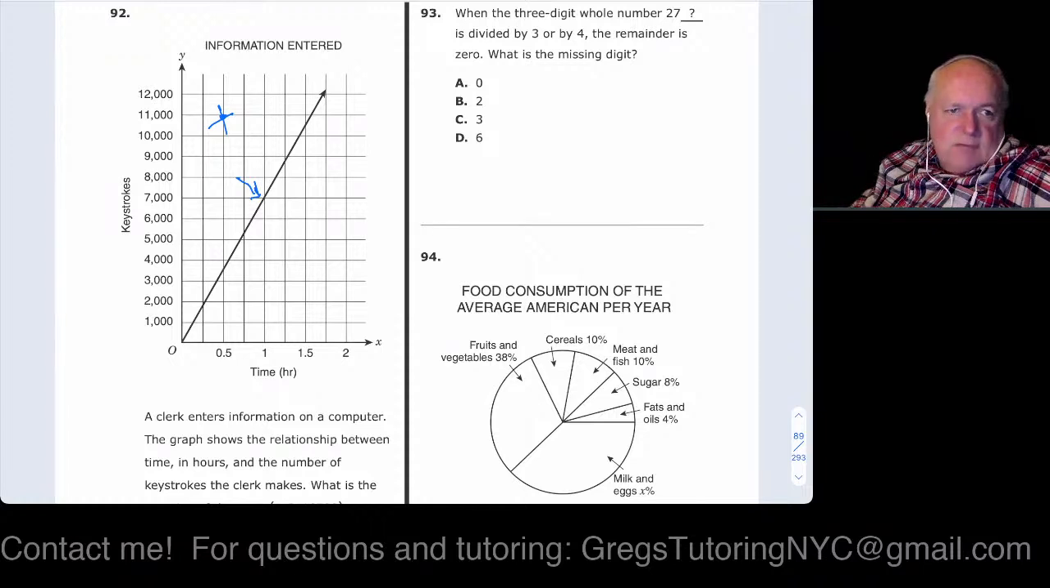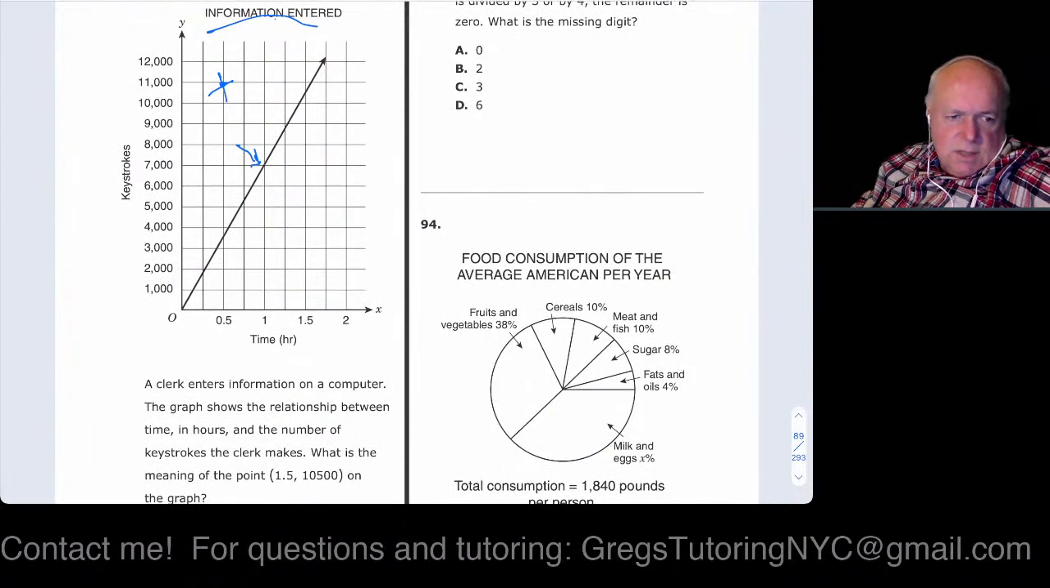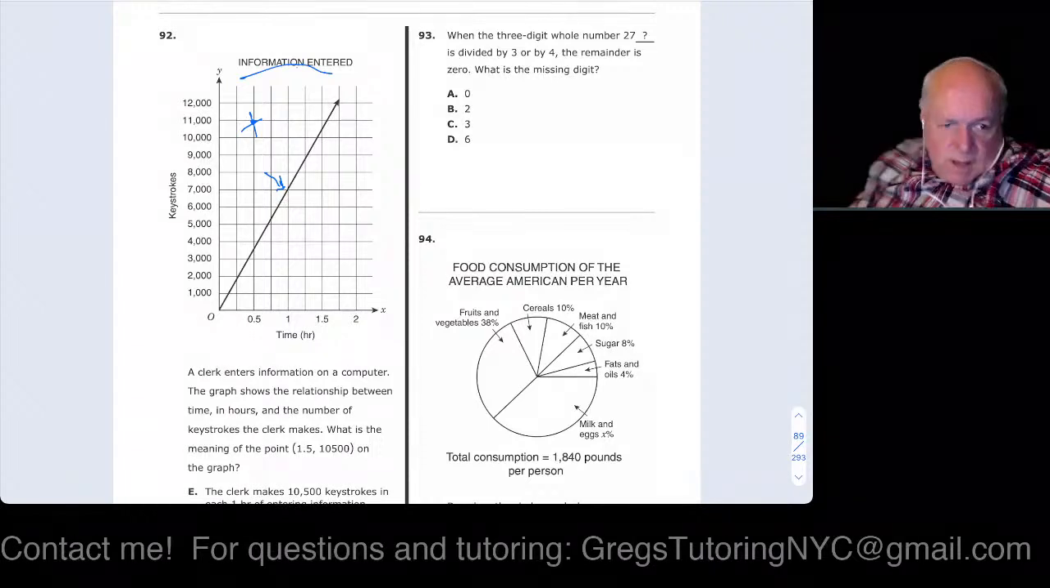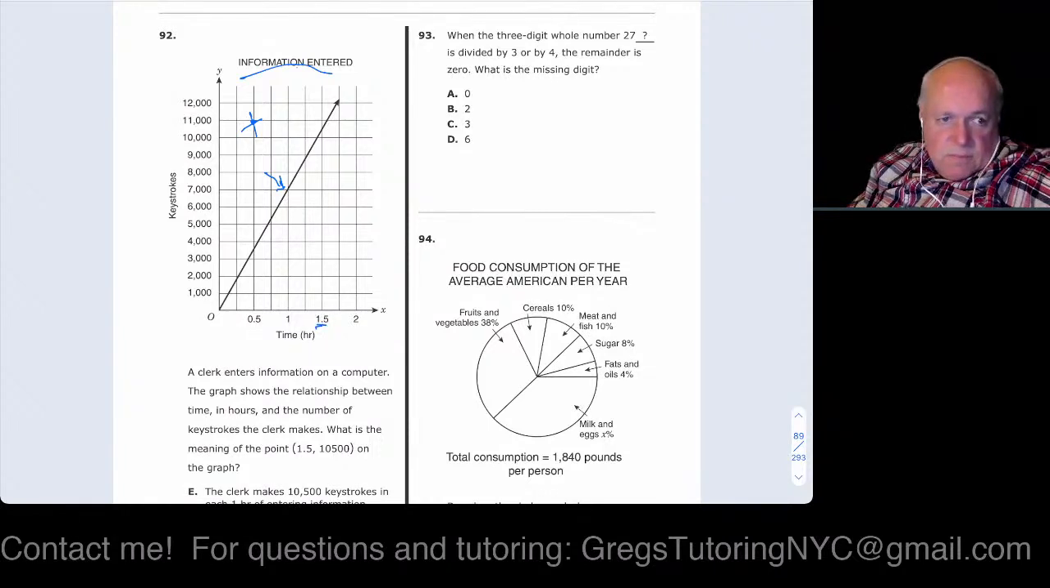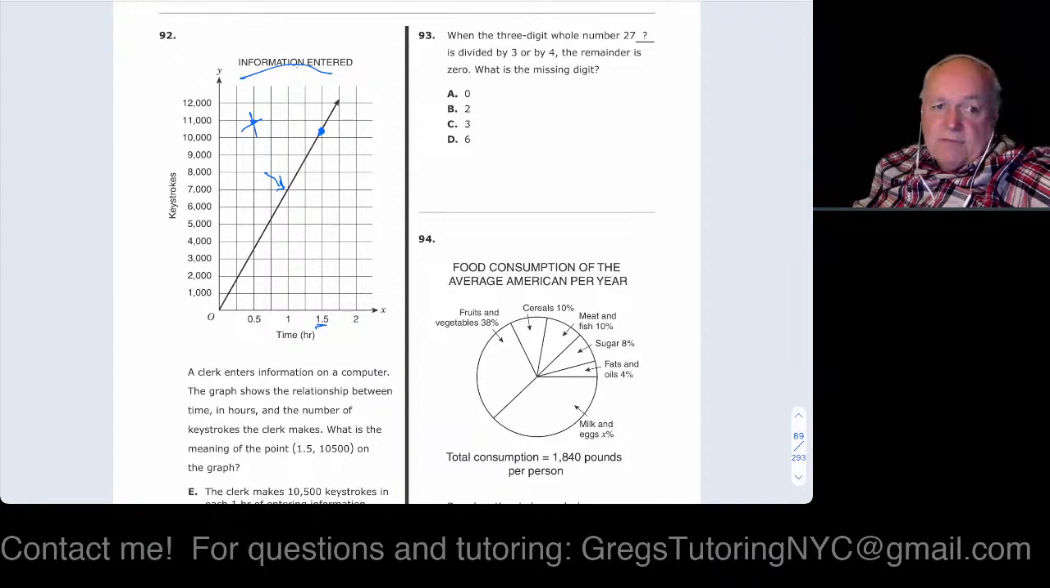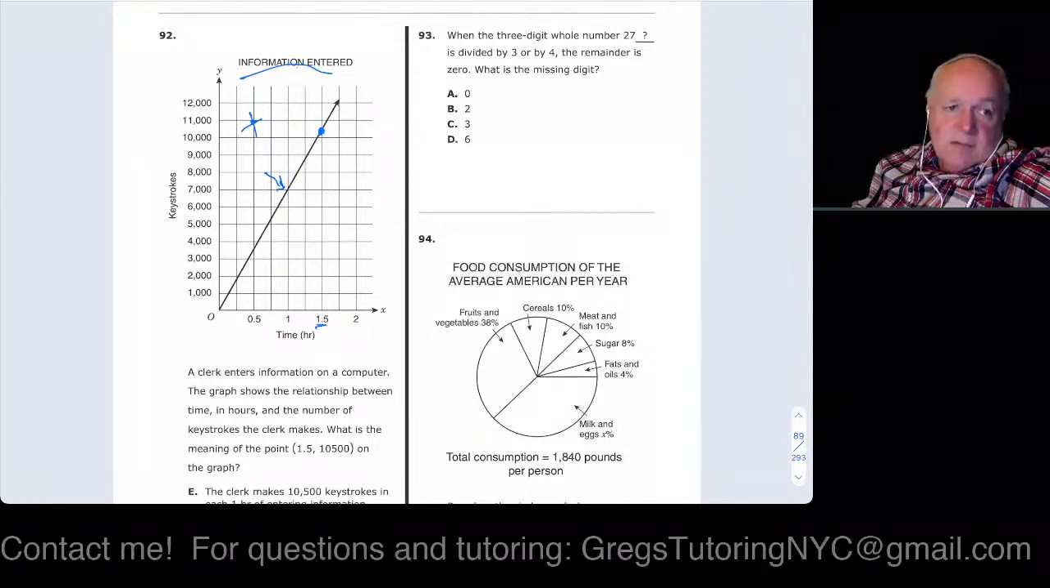And it says information entered. So apparently they're logging people's keystrokes. So let's read the words. A clerk enters info at a computer. The graph shows the relationship between the time in hours and the number of keystrokes the clerk makes. Okay, what is the meaning of the point 1.5, 10,500? That's going to be right there. So that's 1.5 comma 10,500 in the graph, right? So it should mean after an hour and a half that somebody did 10,500 keystrokes.